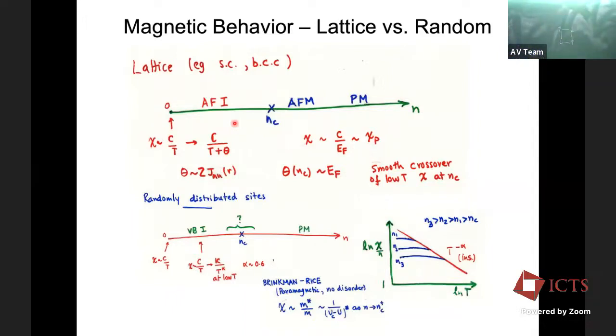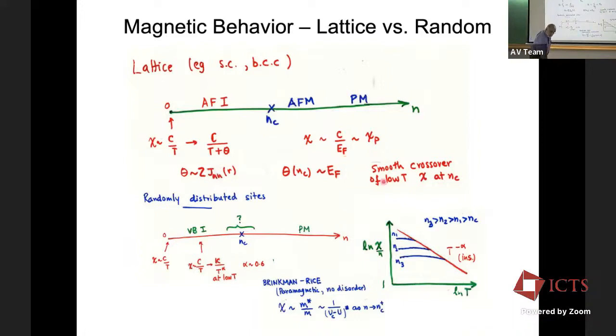And it turns out that actually there's a transition to a metallic state, but the metal continues to be antiferromagnetic. And finally, you get a transition to a paramagnetic metal. Okay. And in the antiferromagnetic insulator, you can write down the standard susceptibility as a Curie-Weiss law. On the other hand, on the metallic side, especially in the paramagnet, you can write the susceptibility as a Pauli susceptibility. The energy scale, instead of being the Curie-Weiss temperature, is actually the Fermi energy. It really gets quenched. So here, it's a very smooth crossover in terms of the magnetic behavior. Now, the question is, what happens for randomly distributed sites?